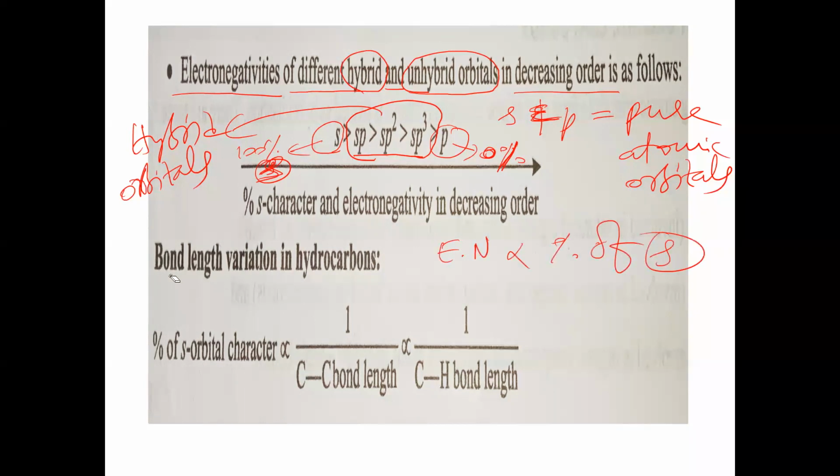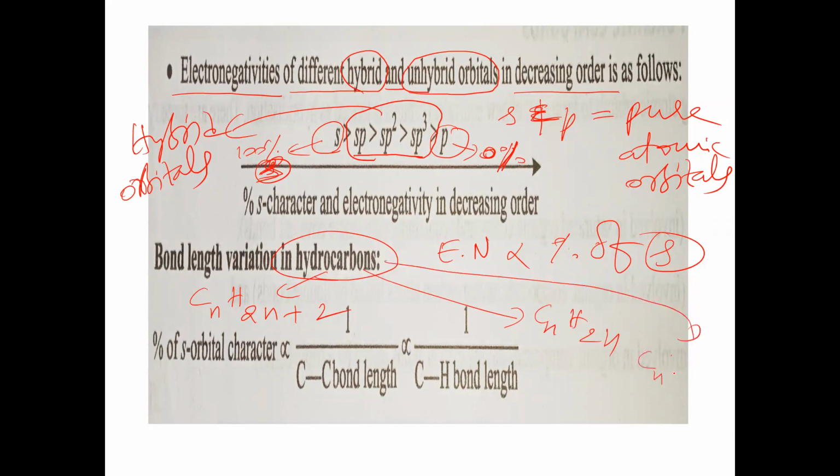That is one application. Another application is bond length variation in hydrocarbons. In hydrocarbons, how will bond length change? The hydrocarbon general formula: CnH2n+2 is alkane, CnH2n is alkene, and CnH2n-2 is alkyne. Alkanes, alkenes, alkynes, all these are hydrocarbons. So in all the hydrocarbons, how the bond length changes because of hybridization, we have to understand.